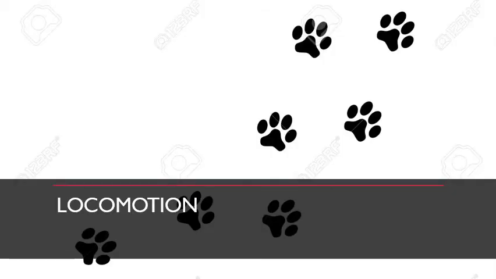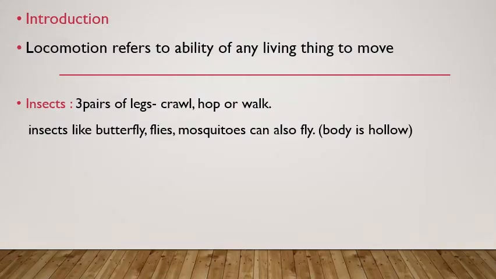Next, you're going to see about locomotion. Locomotion means the ability of any living thing to move. In the further slides, you're going to learn about the different groups of animals, how they are able to move. Now, we are all living things. We cannot just stay in one place. We have to move. We use a pair of legs to move. Like that, different groups of animals use different things to move. That is what we are going to learn in this chapter.